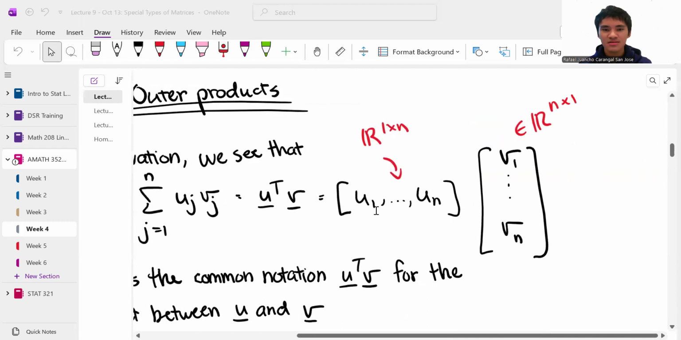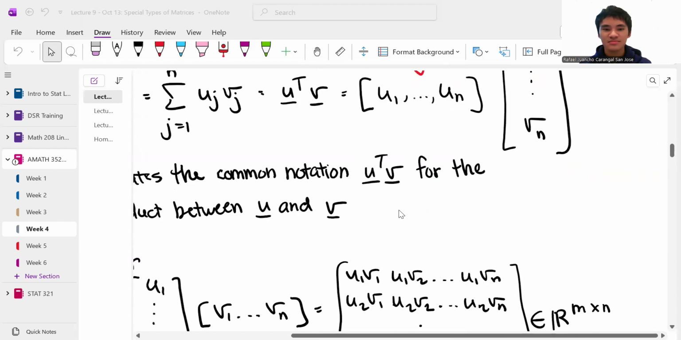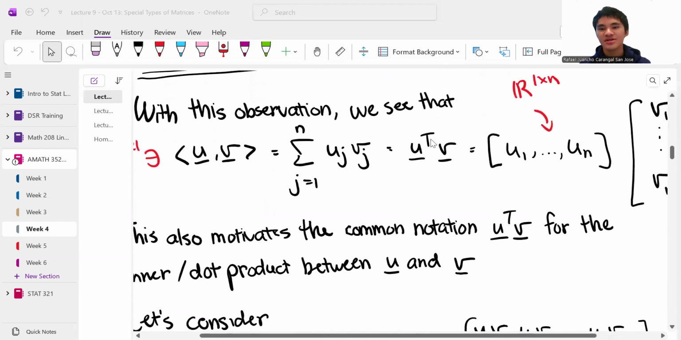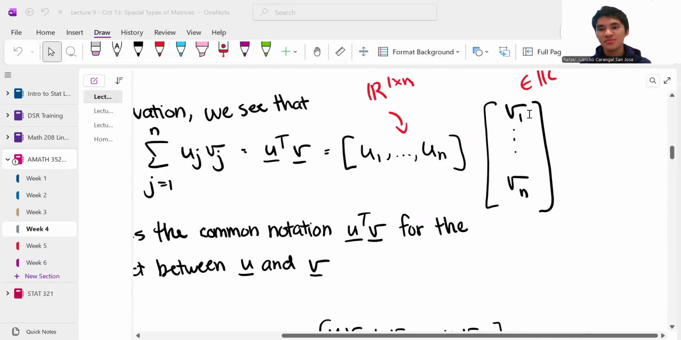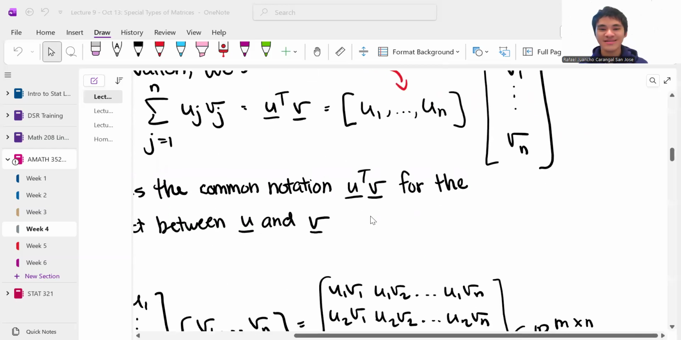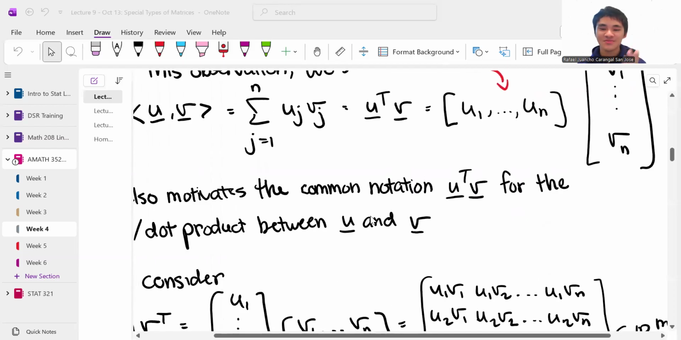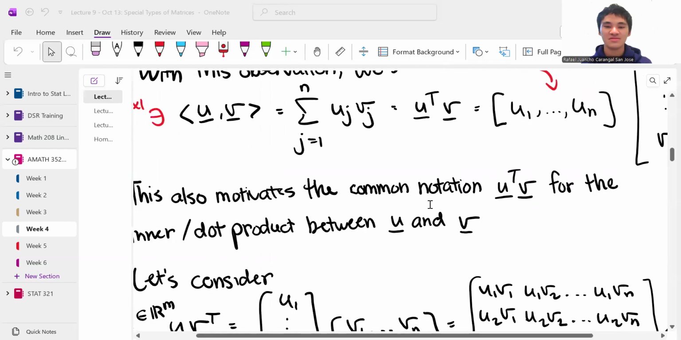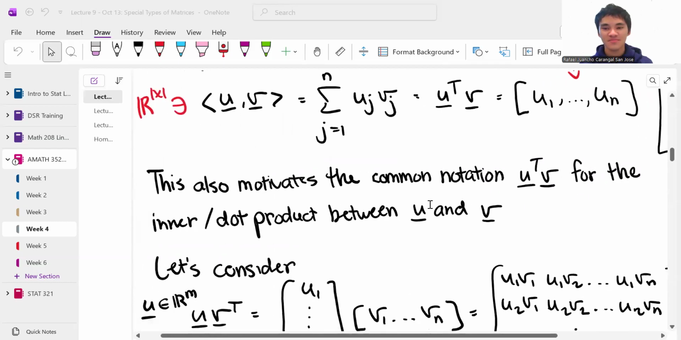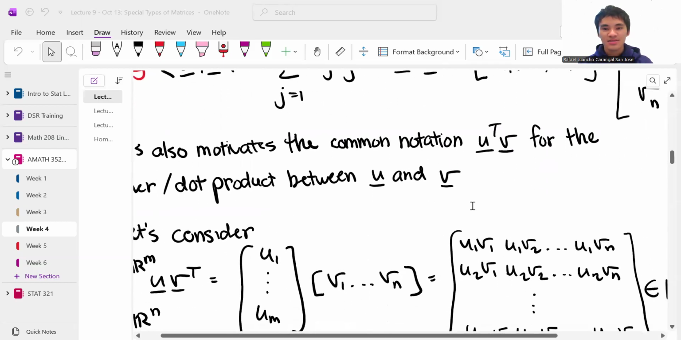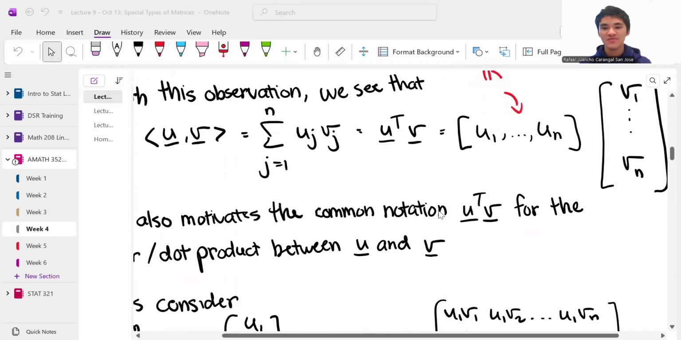Anyway, so this is a dot product. And that's where we get the transpose from, because we're doing a row by a column. If we do it the other way, that's not possible. It's not defined. If we both do it by column, that's also not defined. So again, this is one of those examples where it's really important to format your vectors how you need them to be formatted. And so that motivates this notation, U transpose V.